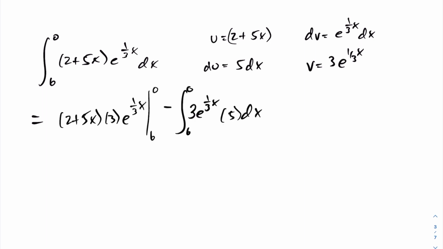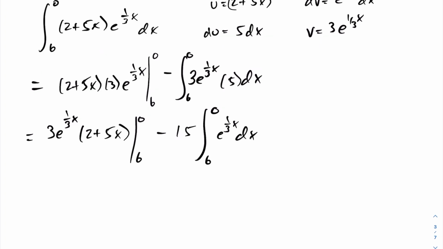Going ahead and evaluating this, we end up getting here 2 plus 5x times 3e to the 1/3 x, being evaluated from 6 to 0, minus the integral from 6 to 0 of the following function. Now to evaluate this definite integral, we just have to tackle this problem here. This integral is much easier to evaluate. So I'm going to pop the 3 and 5 out, and let's reassess what this looks like. You see here, I took the 3 and the 5 and popped that out. Now the only thing that we have to do is evaluate this integral here, and then we assess the entire result from 6 to 0.